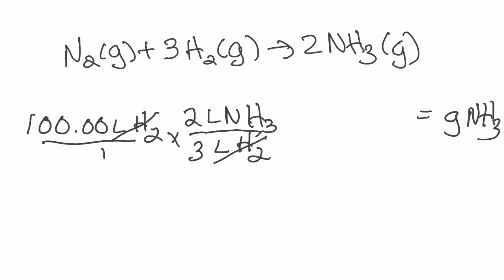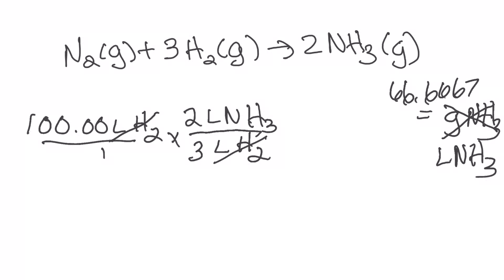But I'm glad I started this because I'm going to use this information. So let's finish this, but it won't give me grams. It will give me liters of NH3, which I am going to need. So if you take out your calculator, 100 times 2, divided by 3 is 66.666666. Give it a few numbers, and we don't want to round too soon. So 66.666 liters of ammonia. That's what I have.